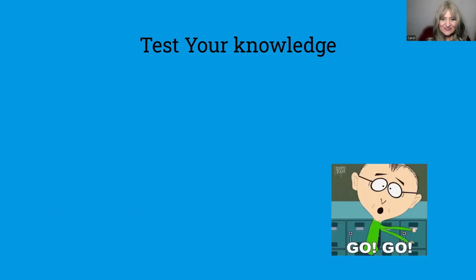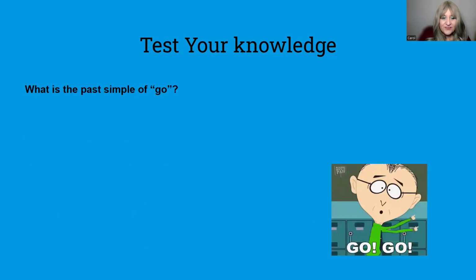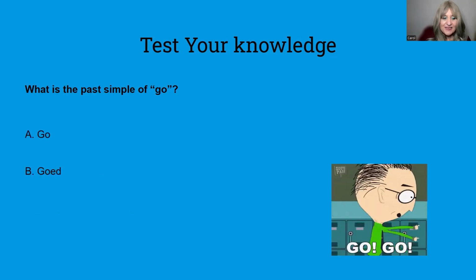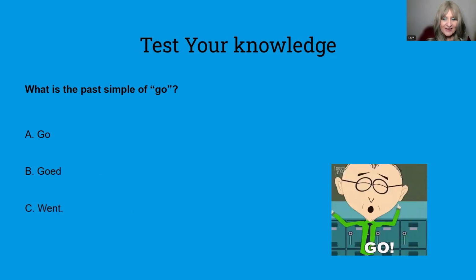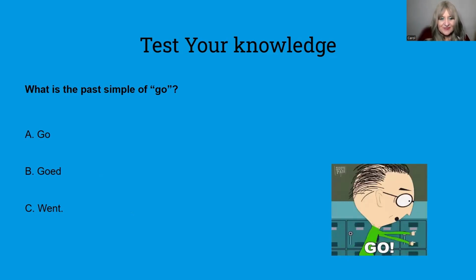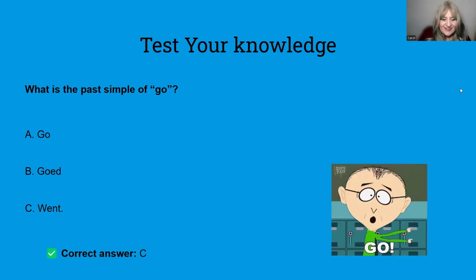Okay. Question 2. What is the past simple of go? Is it A, go, B, goed, or C, went? Remember to stop or pause the video if you want time to think. And the answer is C, went. Okay.